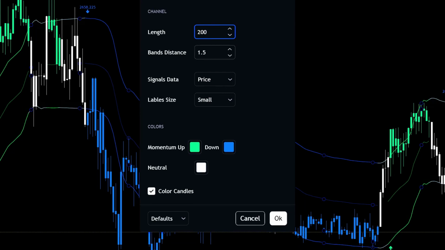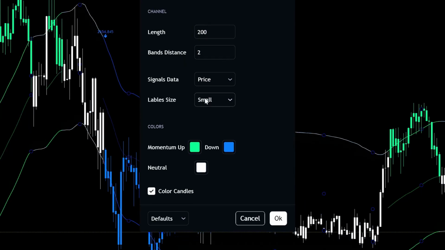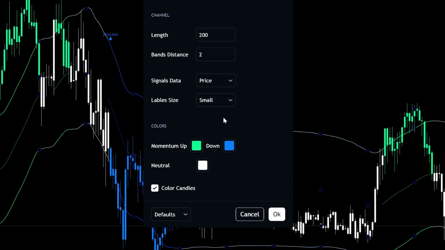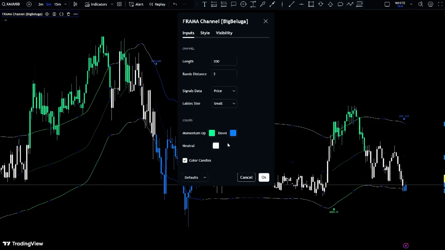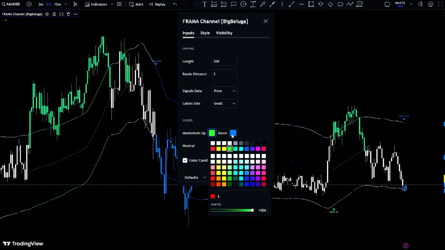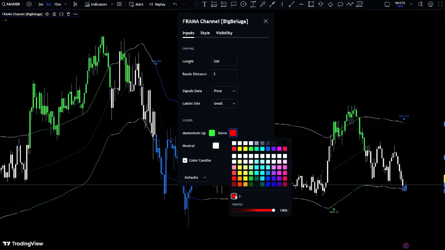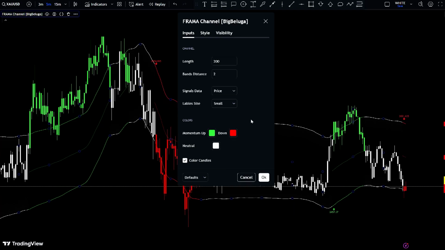Now for the fun part, let's customize the colors for better visualization. Set momentum up to a bright green, for those bullish moves. Set momentum down to red color for when the market's heading south. And finally, set neutral to white.